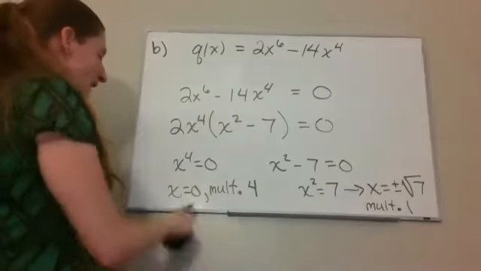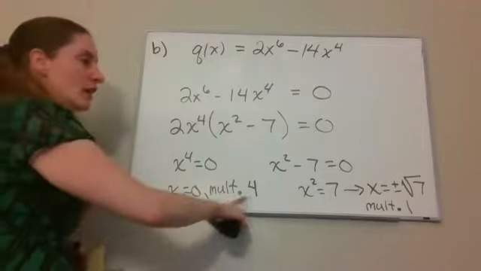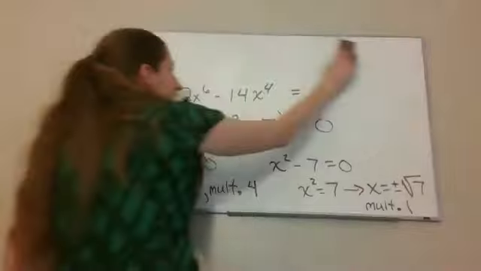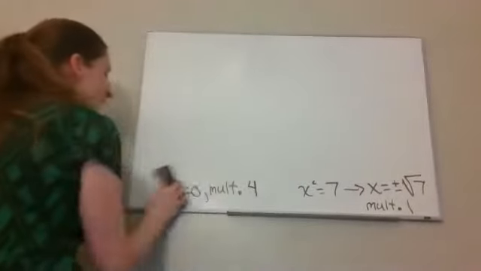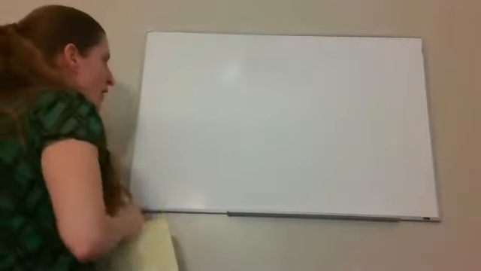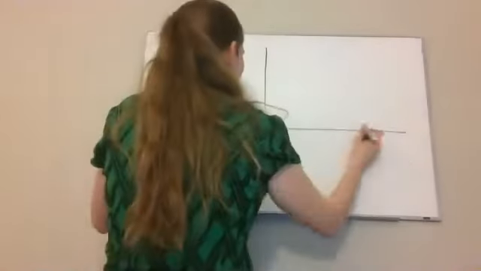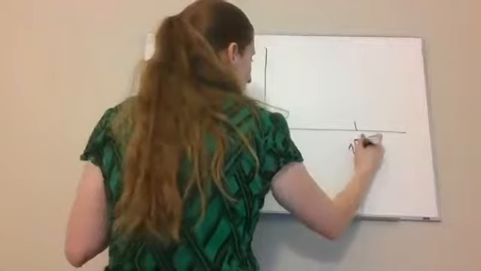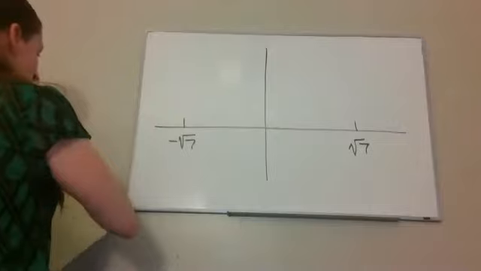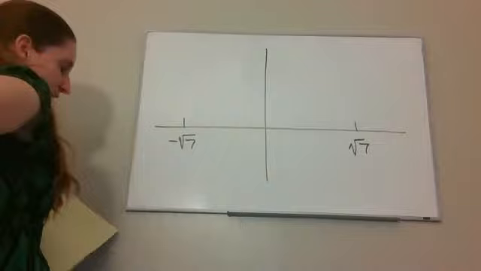And what this means is that at 0, the graph is going to touch the x-axis and bounce off. And at positive and negative root 7, the graph is going to cross the x-axis. Again, we're not going to graph this one quite yet, but I am going to show you a very rough sketch that shows exactly what we just observed. So here is our positive root 7. Here's our negative root 7. And the graph of this function looks something like this.